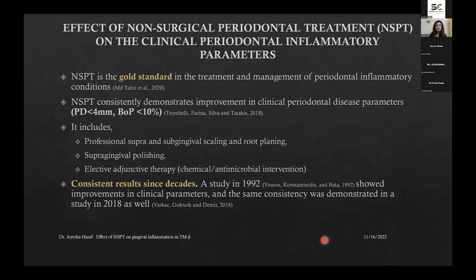So why was non-surgical periodontal treatment chosen for the beta thalassemia patients? It is the gold standard in the treatment and management of periodontal inflammatory conditions. It consistently demonstrates improvement in clinical periodontal disease parameters, that is a reduction in pocket depth and reduction in bleeding on probing. It includes professional supra and subgingival scaling and root planing, supragingival polishing, and elective adjunctive therapy, that is chemical and antimicrobial intervention. It has been showing consistent results since decades. A study in 1992 and a study in 2018 both demonstrated consistent improvement in the periodontal disease parameters.